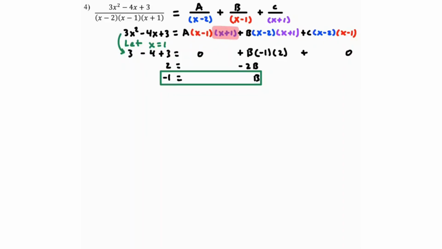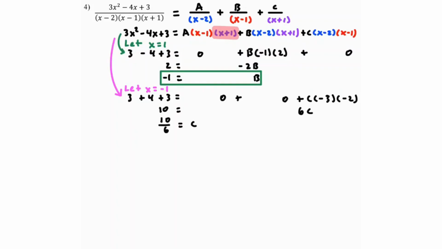Now, let's look at this x plus 1. What happens when we let x equals negative 1? We'll substitute it in, simplify, and we get 3 plus 4 plus 3 is equal to 0 plus c times negative 3 times negative 2. Simplify this, we get 10 equals 6c, or c is equal to 10 over 6, which can be simplified to 5 over 3. Lastly, instead of looking at the x plus 1, let's look at this x minus 2.